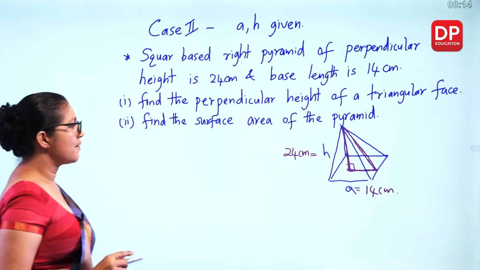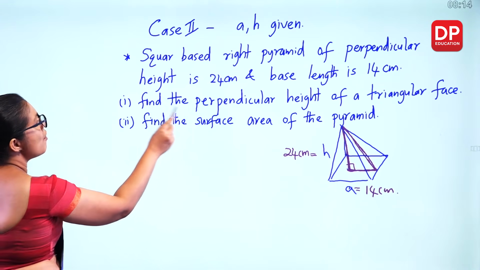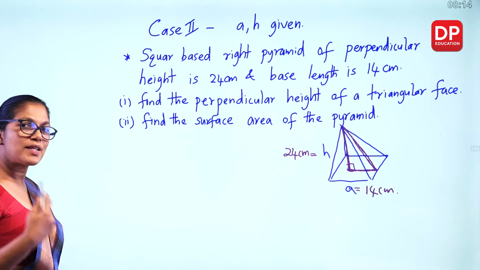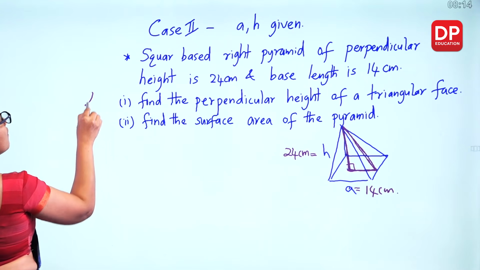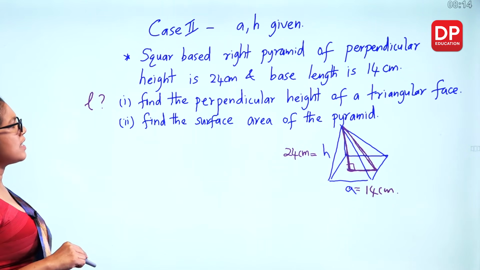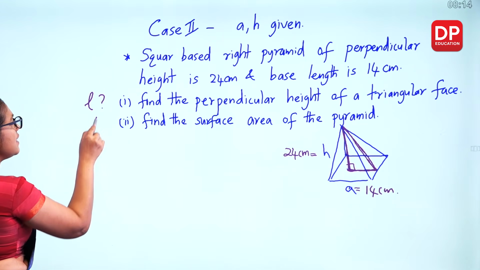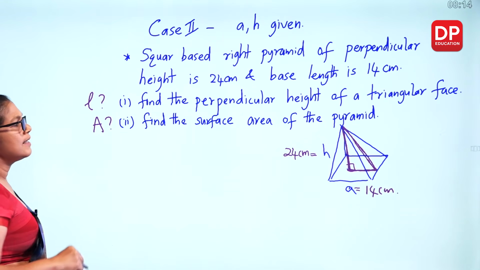So these two are given and you are asked to find the perpendicular height of a triangular face. So what's the letter we took before? That's L. We need to find out L. Find the surface area of the pyramid. That means we need to find out capital A.